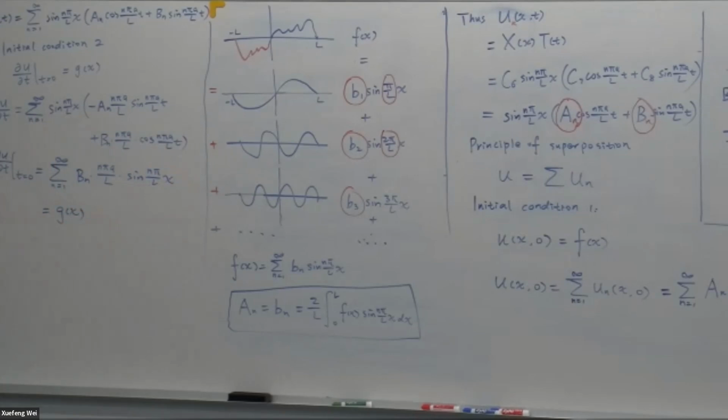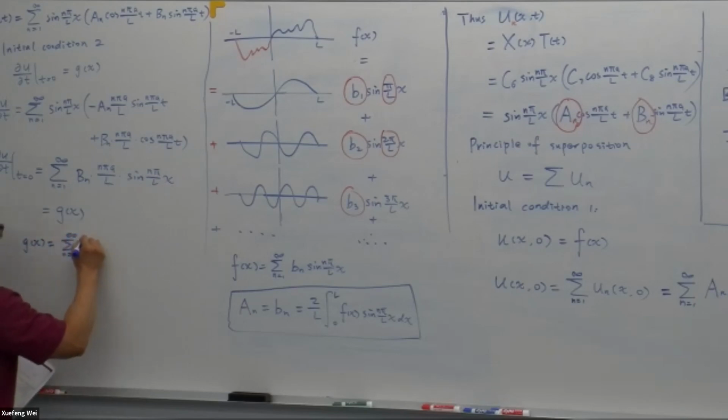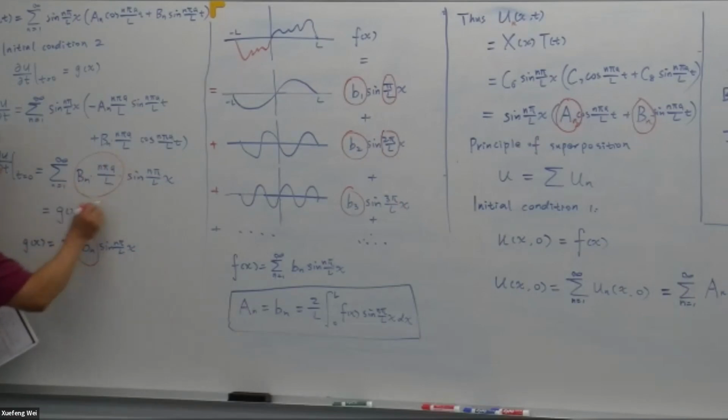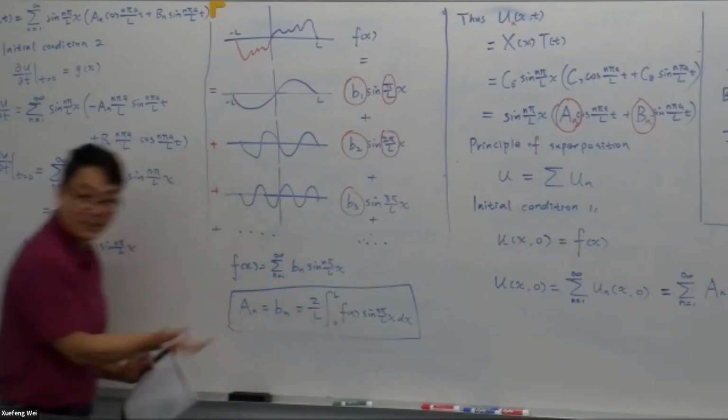Okay, what is this now? This is also a Fourier sine series. Based on the Fourier series, g(x) can be written as the sum from n equals 1 to infinity of b_n sine n pi over L x. It's a different b_n from that one. So this entire thing has to be b_n, where b_n is based on g(x), not f(x) anymore.